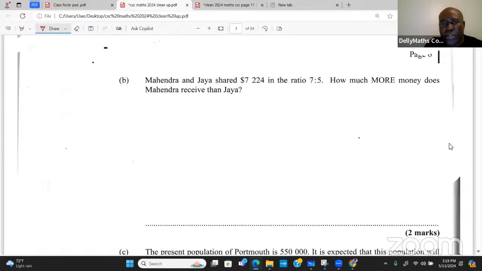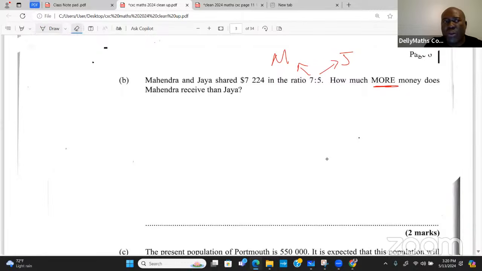All right, let's take a look at this question. It says here, Mahindra and Jaha share $7,224 in the ratio 7 to 5. How much more money does Mahindra receive than Jaha? So you want to take a look at this here. I'm just going to call this person M. I'm going to call this person J. So the total here, as you could see, is actually 12 parts that we're dealing with.